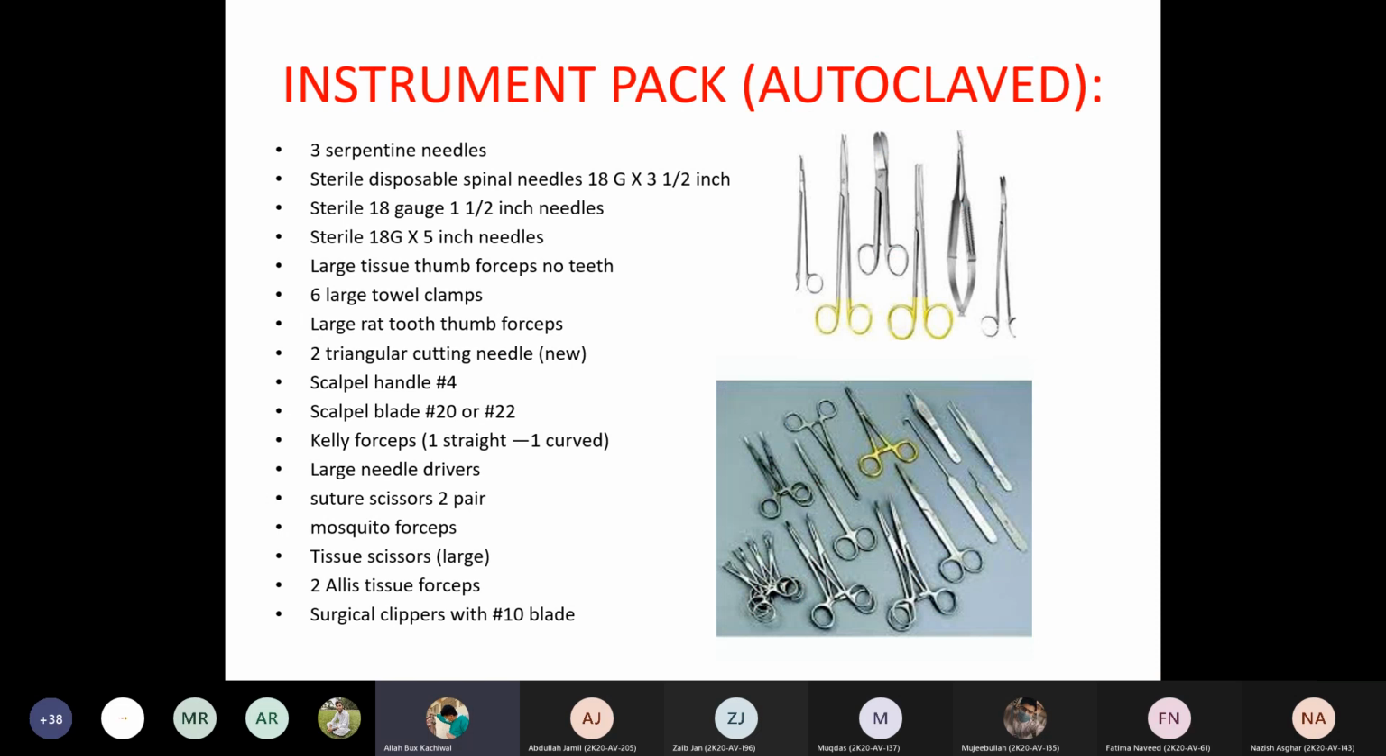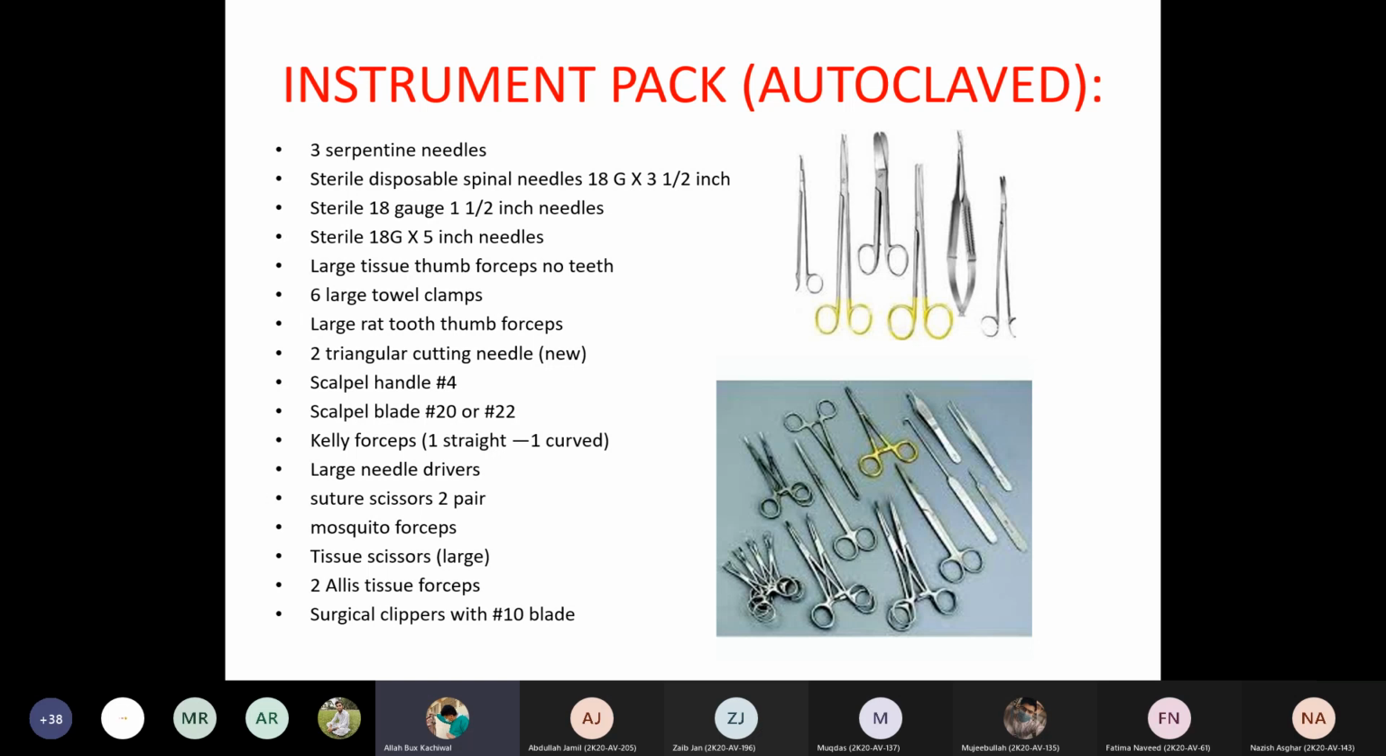Three serpentine needles are needed. Sterile disposable spinal needles, 18 gauge by 3 1/2 inch, are instruments which need to be autoclaved and sterilized. Sterile 18 gauge by 1 1/2 inch needles are required. Then sterile 18 gauge by 5 inch needles are required. A large tissue thumb forceps having no teeth is required. Six large towel clamps are required to fix the towel or drape around the area.